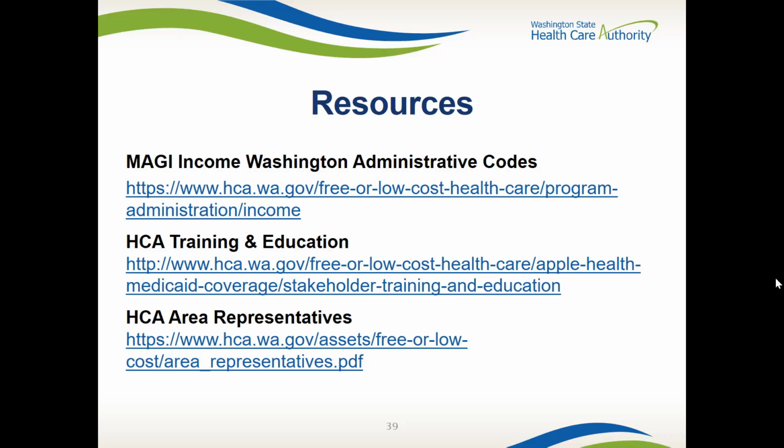Resources. For more resources and training materials regarding Apple Health or Medicaid, please visit the Healthcare Authority Training and Education webpage at the link shown on this slide. For community partners, Healthcare Authority has made available a team of eligibility policy representatives to provide assistance for questions regarding Medicaid eligibility and assistance with Washington Apple Health applications. These representatives can assist with MAGI income or self-employment related questions.